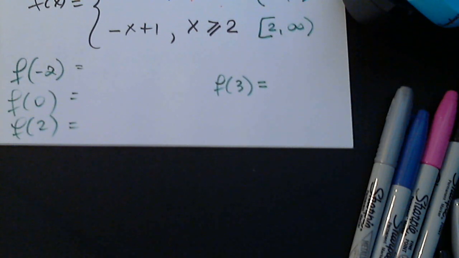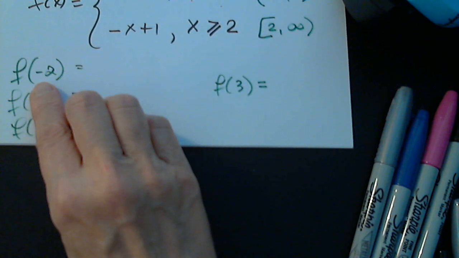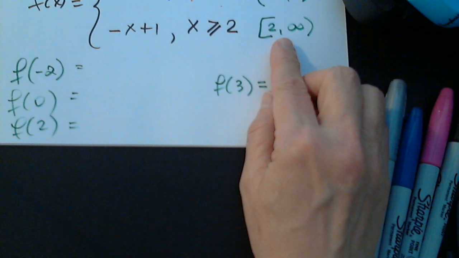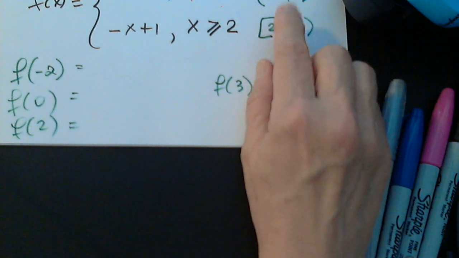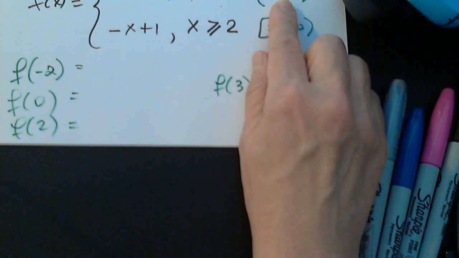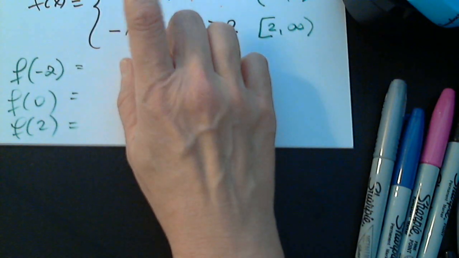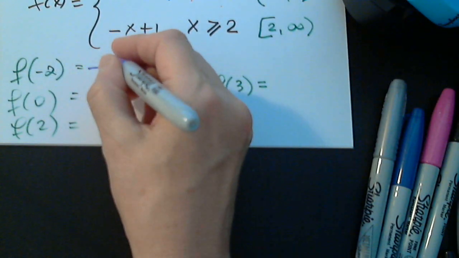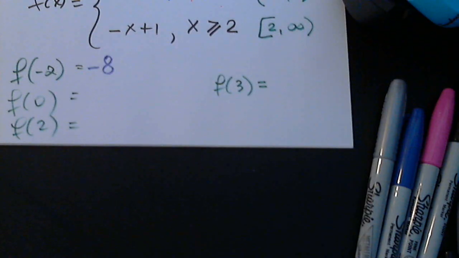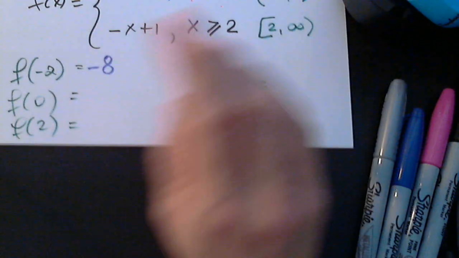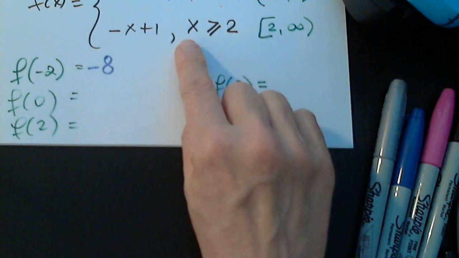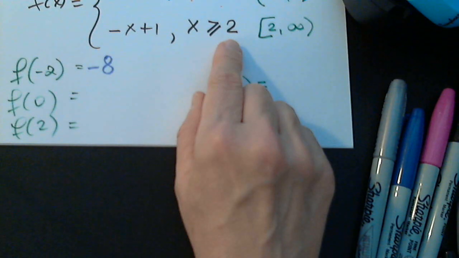Is it the second option? So negative 2. Is negative 2 here? No. Is negative 2 here? Yes. We plug it in. 2 times negative 2 is negative 4. Negative 4 minus 4, negative 8. Any questions? We cannot plug it in here because negative 2 does not belong here. It's not a number greater than or equal to 2.